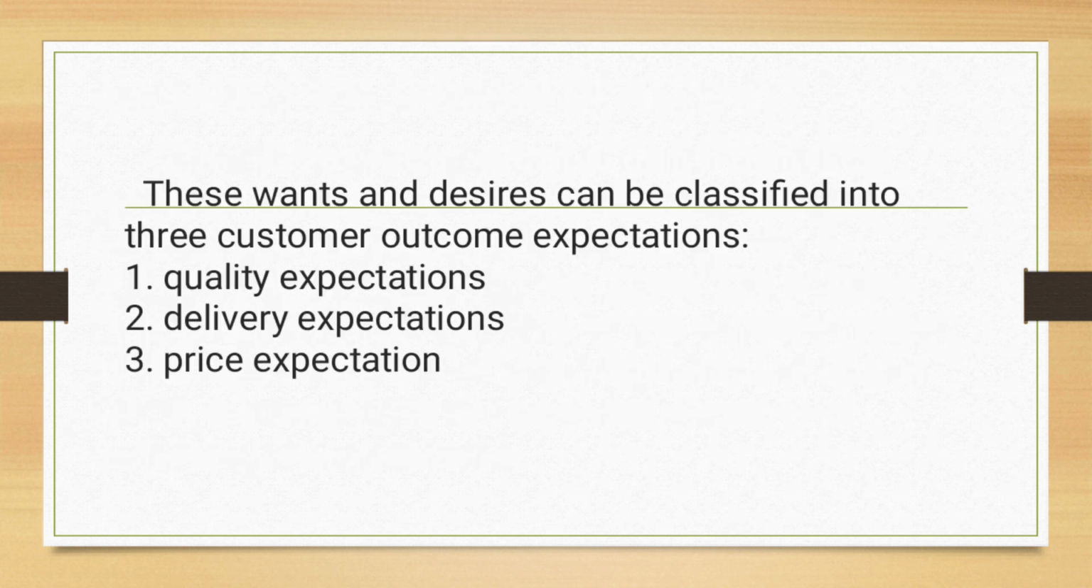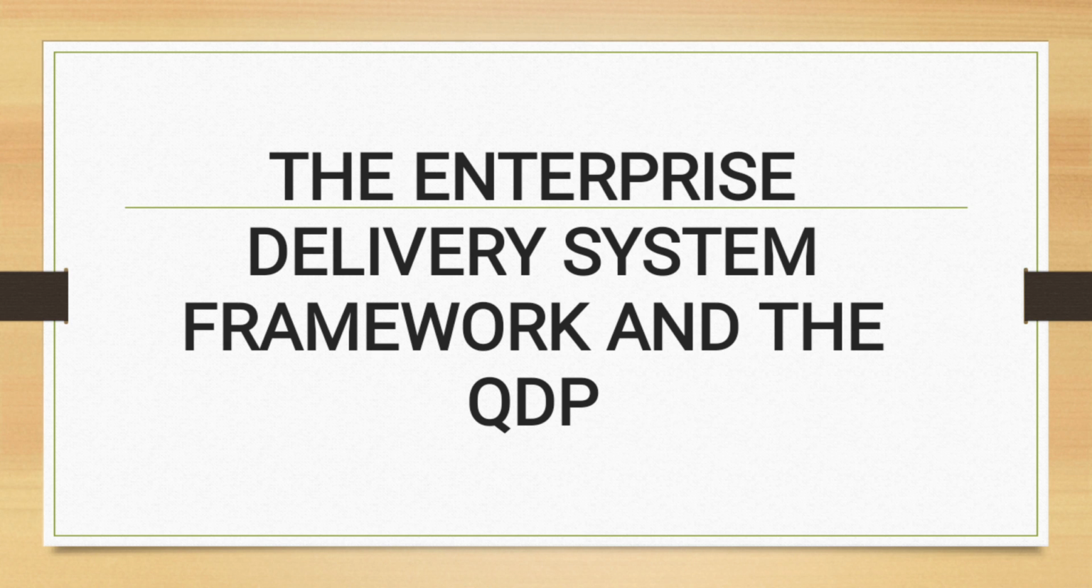These wants and desires can be classified into three customer outcomes: the quality expectation, the delivery expectation, and number 3, the price expectation. Of course, the customer's quality, delivery, or price expectations are really crucial to the operations function. So the enterprise delivery system framework and the QDP is the next lesson or next topic.